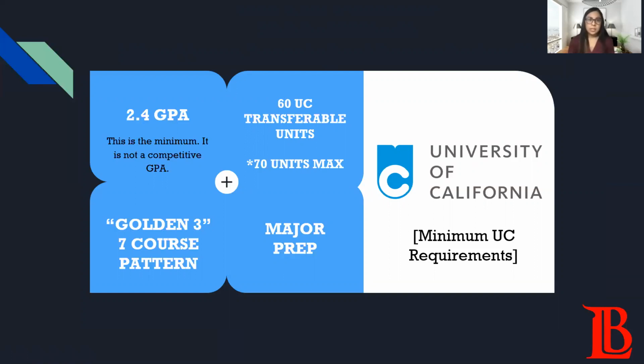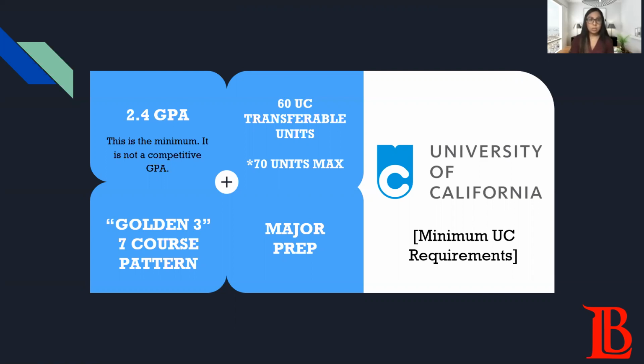And then one thing that's different here is the Golden 3 7-course pattern. It's very similar to the Golden 4, but it is very different too, which again, I'll talk about more once we go on to the next slide. And then lastly, it says major prep courses. So you do need to take your major prep courses in order for you to transfer to a UC school.